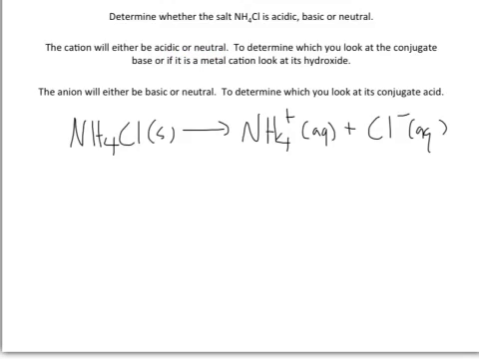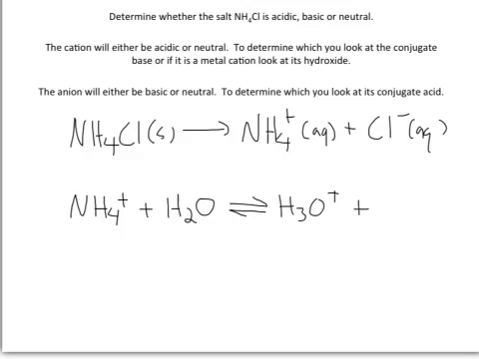And to determine which one, I look at either the conjugate base, or in the case of a metal cation, I look at its hydroxide. The anion will either be basic or neutral. And to determine which, I look at its conjugate acid. So essentially what we're asking is, will the following reactions take place? If ammonium is acidic, then this reaction will happen. And in the case of the chloride, if it's basic, this reaction will happen.